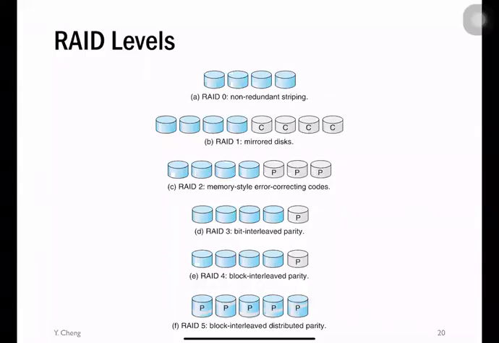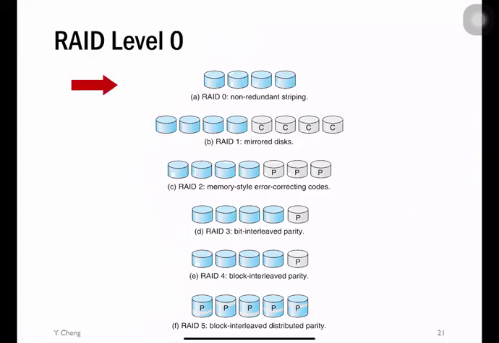So next, let's take a look at these different RAID levels or different RAID configurations that we'll be talking about in this class. Specifically, we're interested in these four different RAID levels, namely RAID-0, RAID-1, RAID-4, and RAID-5. We're going to skip RAID-2 and RAID-3 because they are less interesting compared to the more fundamental, more basic ones, okay?